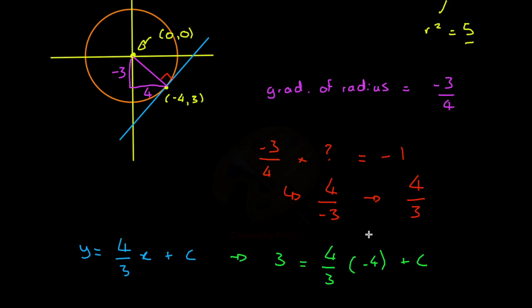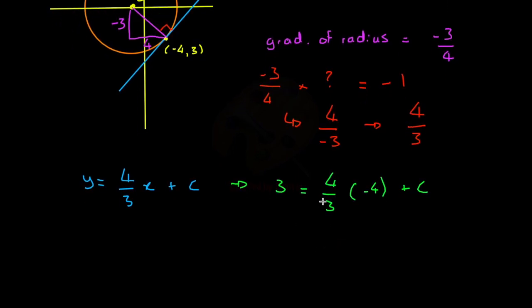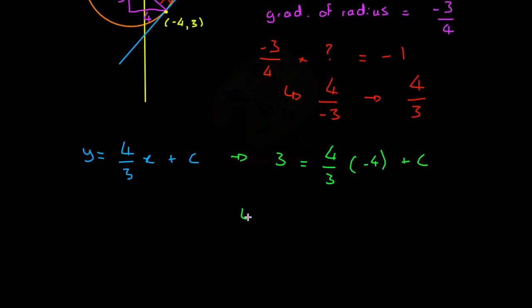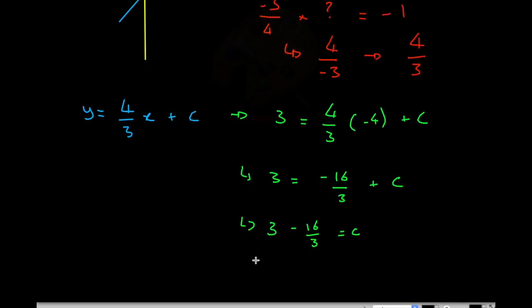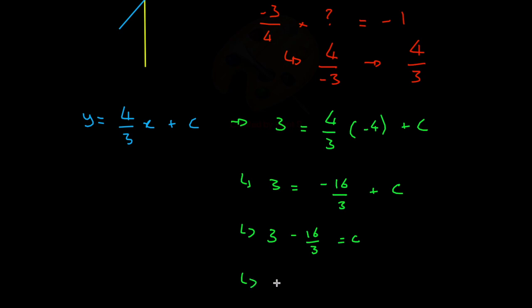So what we can do is substitute this into the equation, and then we can solve for c. We multiply 4/3 by -4 to get 3 equals -16/3 plus c. Next, to get c on its own, we can add 16/3 to both sides. So that will give us 3 - 16/3 is equal to c. Now we need to simplify this further.